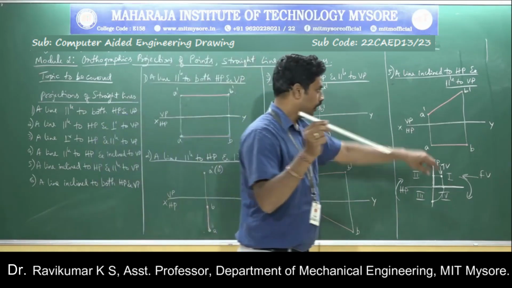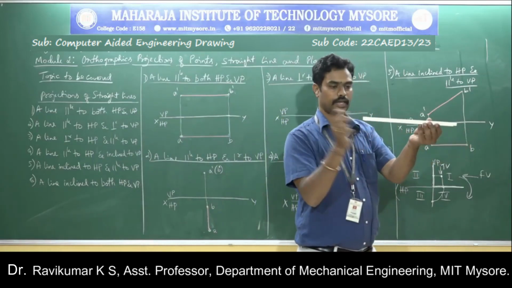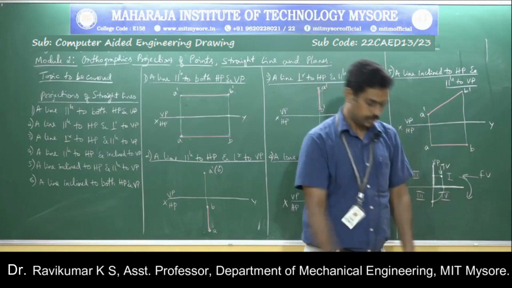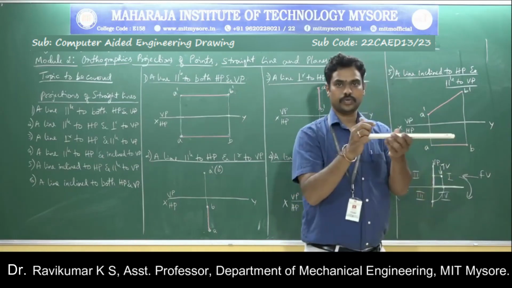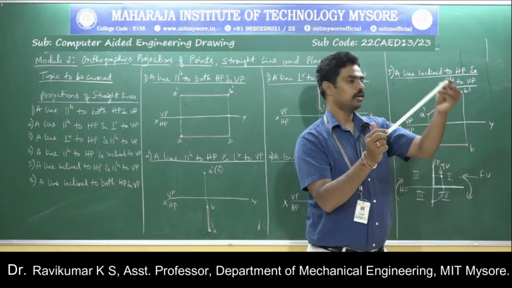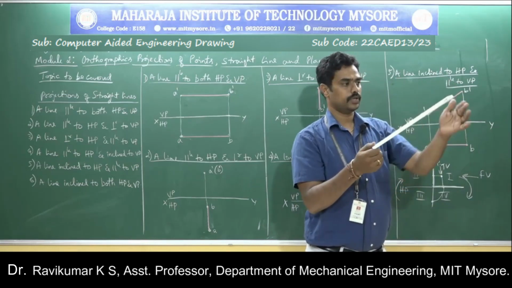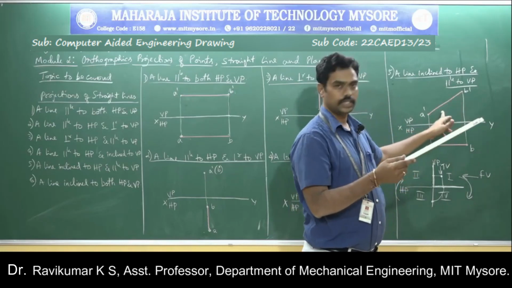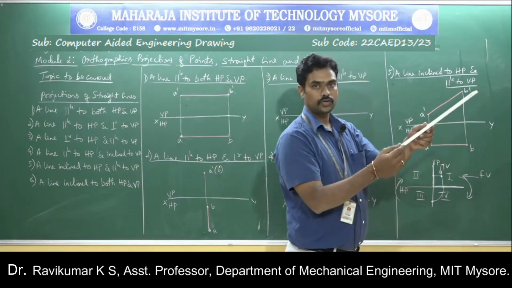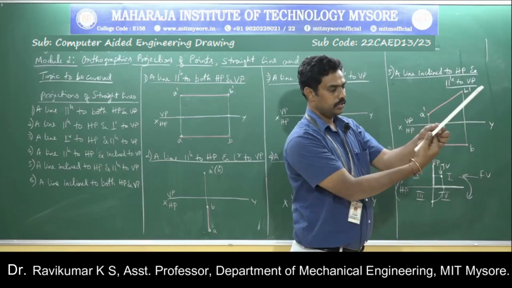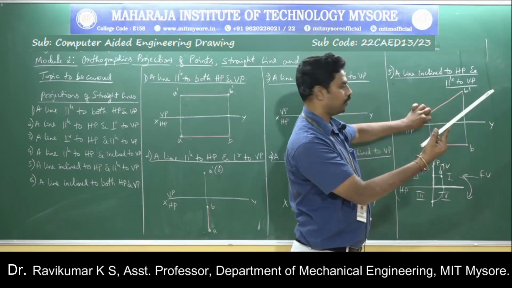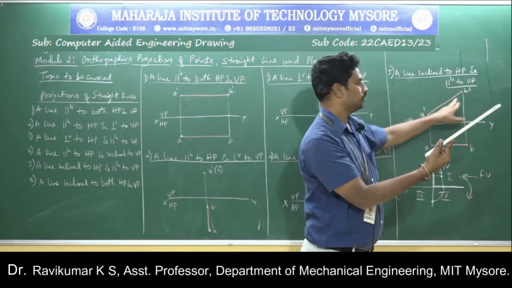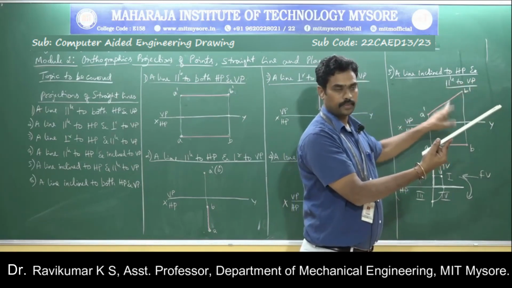This one. Now, I can also do it like this. I'll keep this point constant, and I will lift this point up. So this is inclined to HP and parallel to VP, because I need to get this one. Now try to project this point onto the board, point A, and this point onto the board, point B, and join them. You'll get this one.